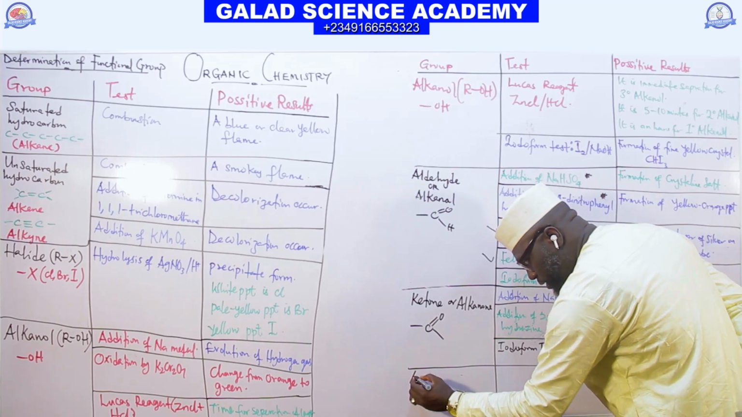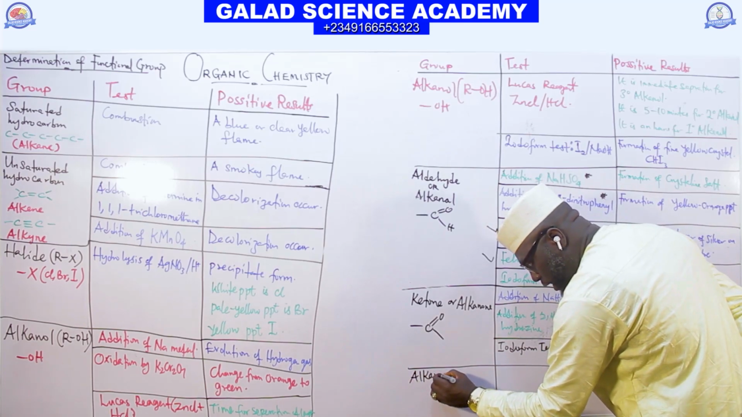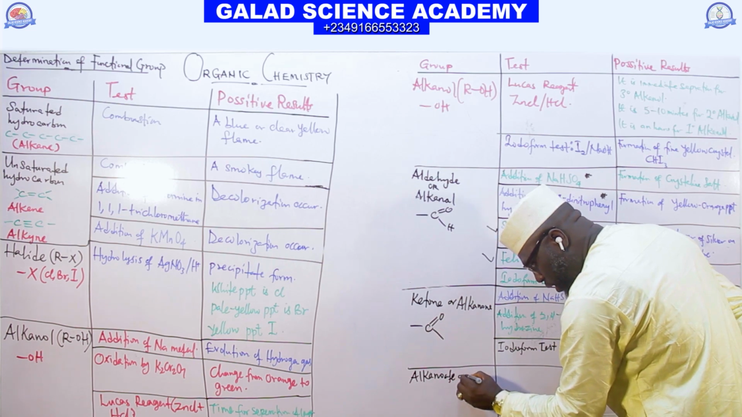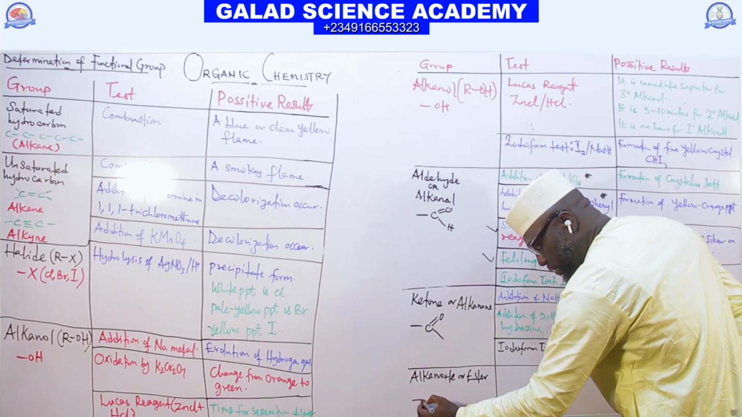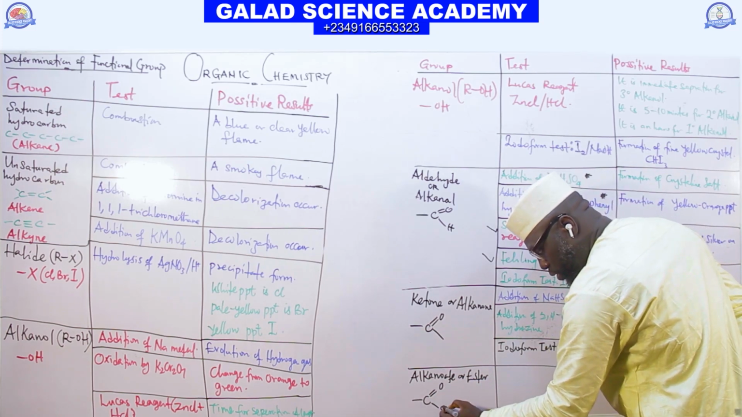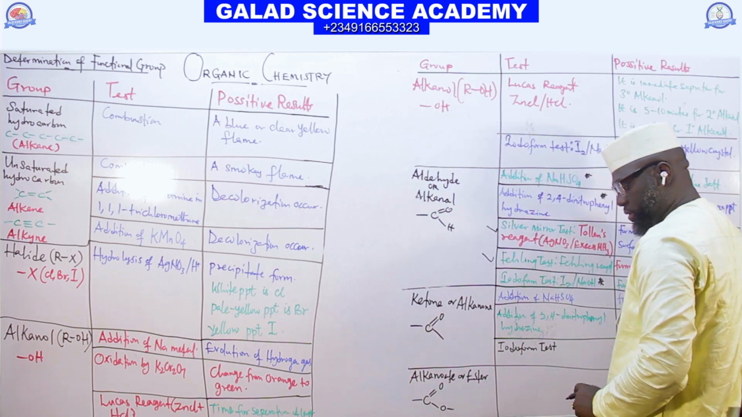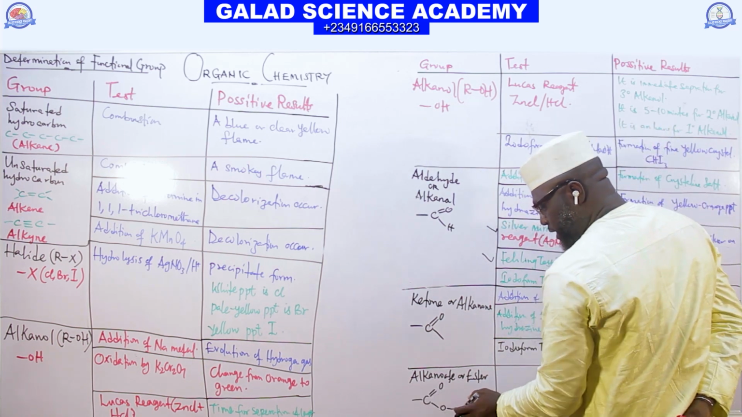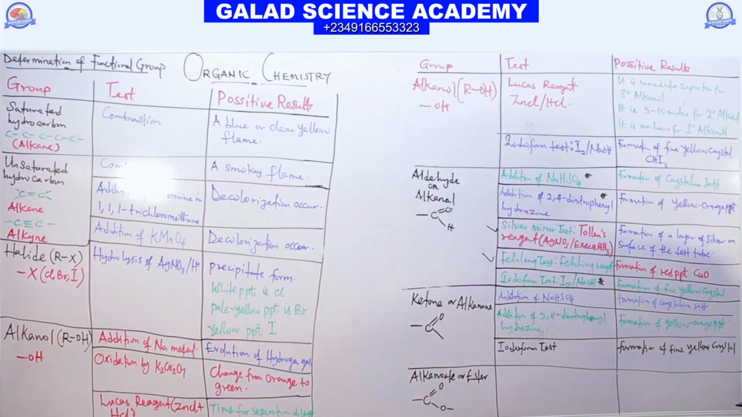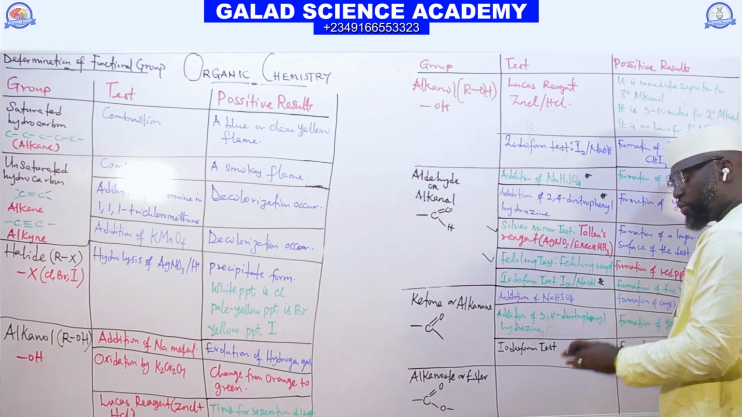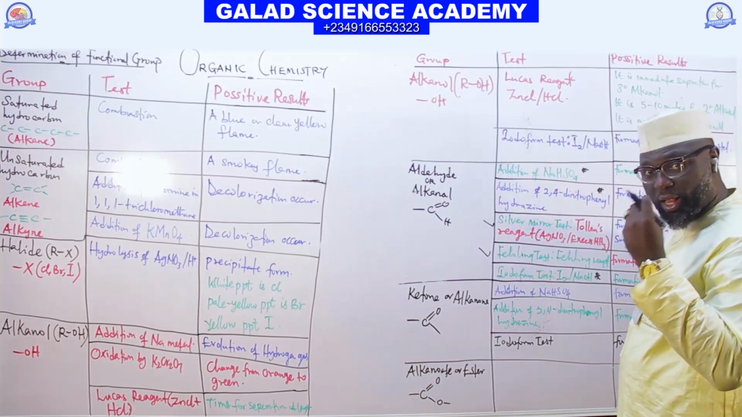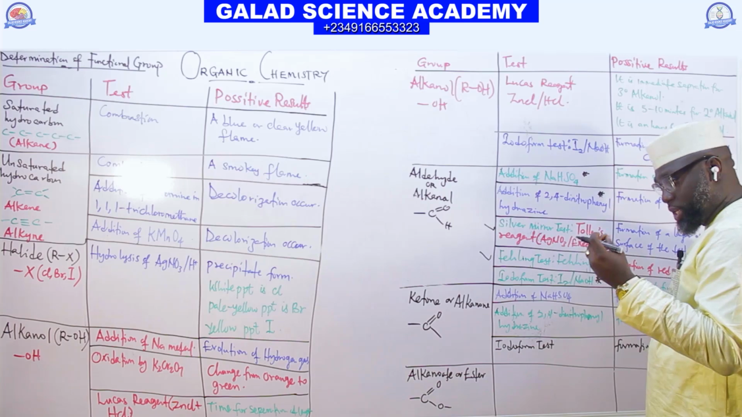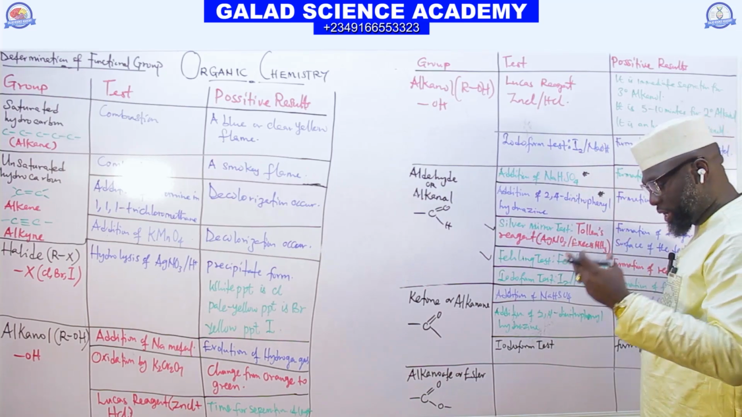Alkanoates, or esters. The functional group is COO. So it will be alkyl. This is all called ester. For the alkanoates, there is no specific test for the ester family. We can just use the smell, the alkanoate smell, which is a fruity smell, to observe them.